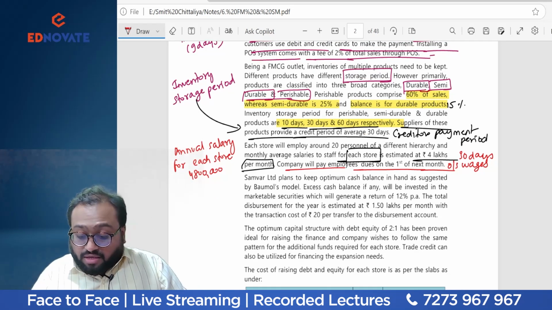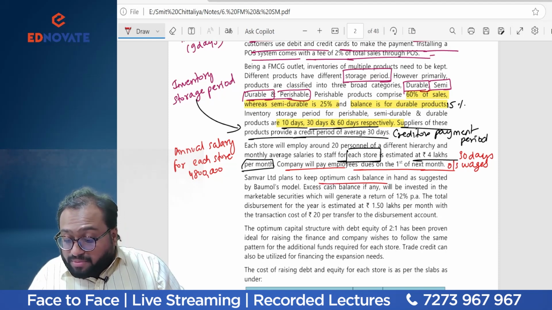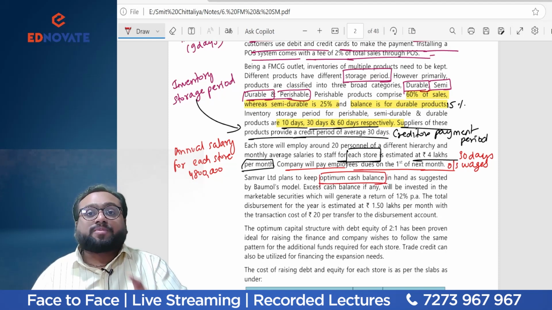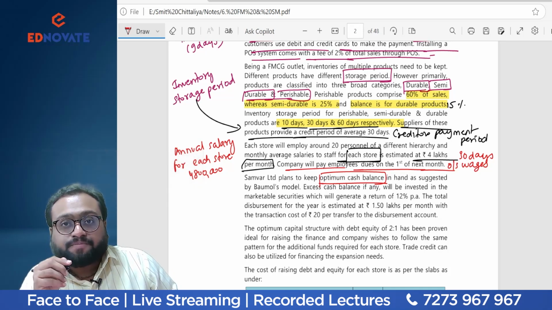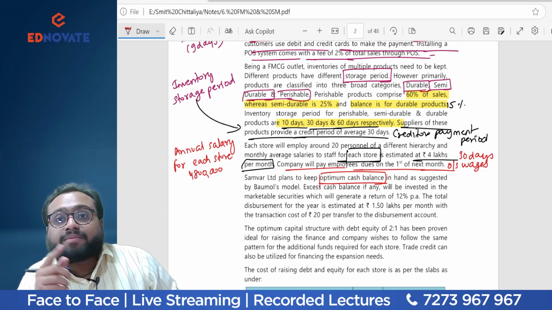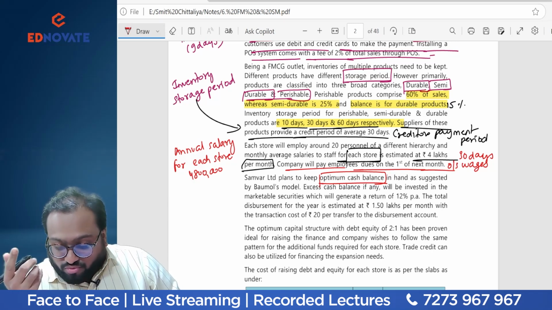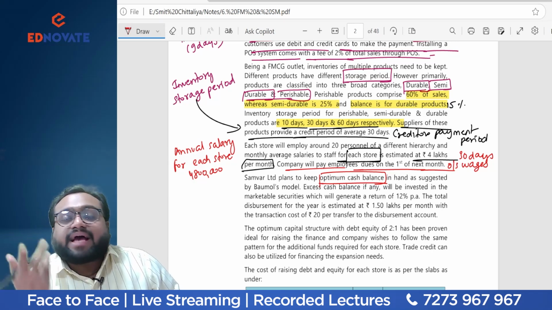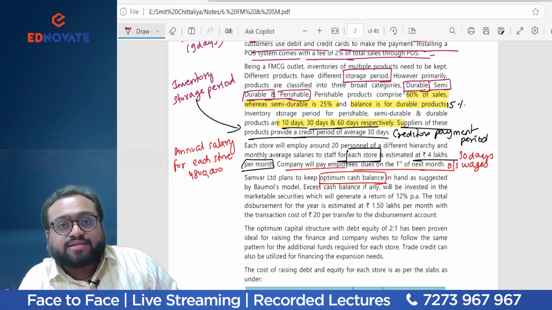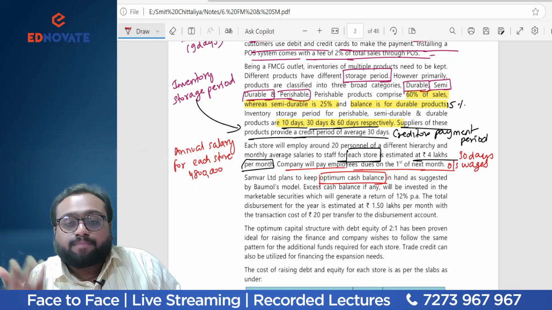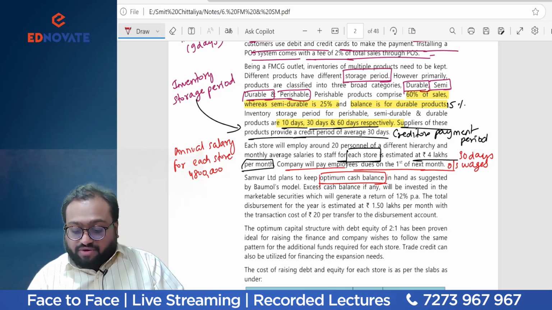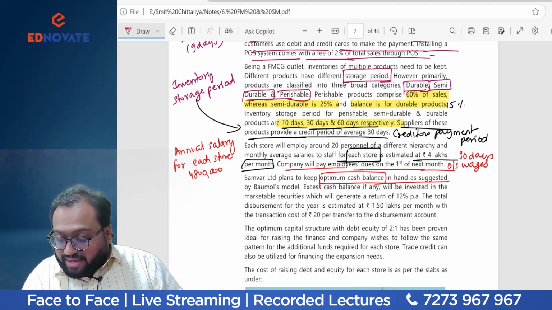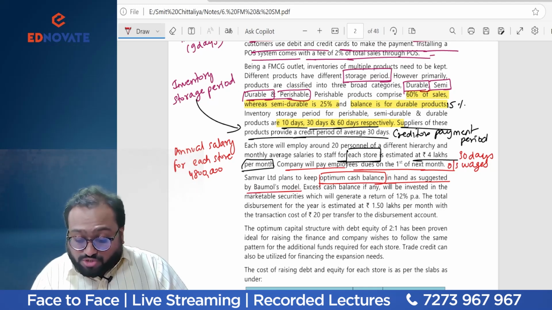Now, Somewhere Limited plans to keep optimum cash balance. As I see the optimum cash balance, I remember the cash budget chapter in which there is William Baumol's model which helps us to calculate optimum cash balance. So till now I know that only. In our entire syllabus, to calculate optimum cash balance, we know the William J. Baumol's model, which is there in your cash budget chapter. Okay. Somewhere Limited plans to keep optimum cash balance in hand as suggested by Baumol's model.